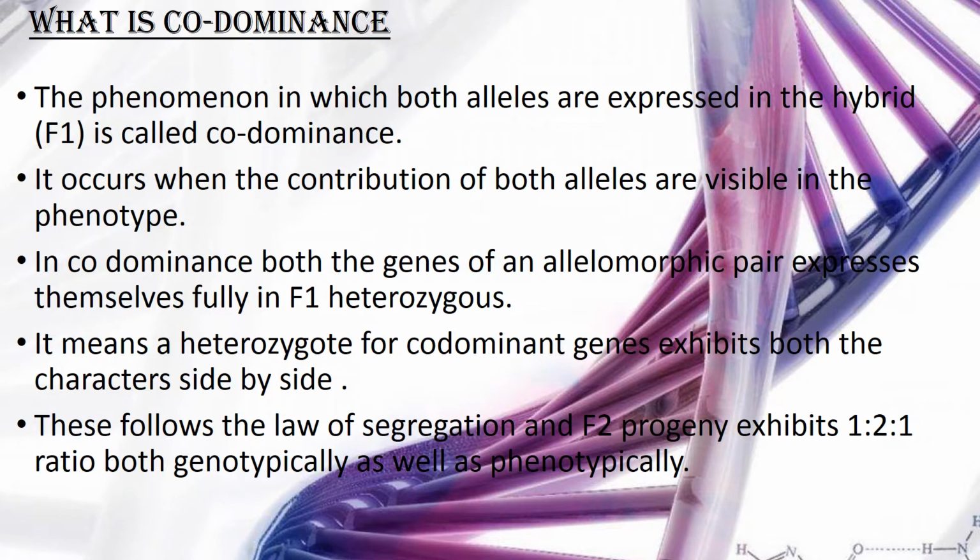In codominance, both the genes of an allelomorphic pair express themselves fully in F1 heterozygotes. It means a heterozygote for codominant genes exhibits both the characters side by side. This follows the law of segregation, and the F2 progeny exhibits a 1:2:1 ratio, both genotypically as well as phenotypically.